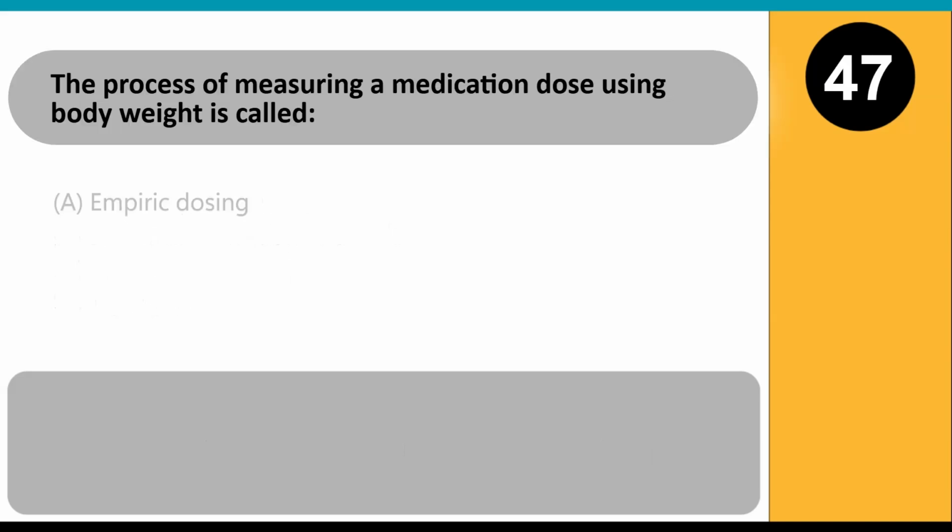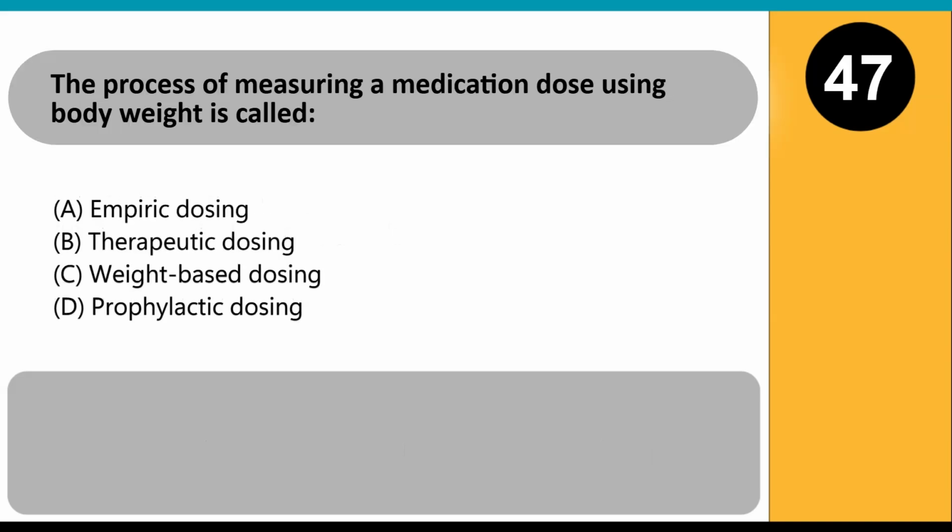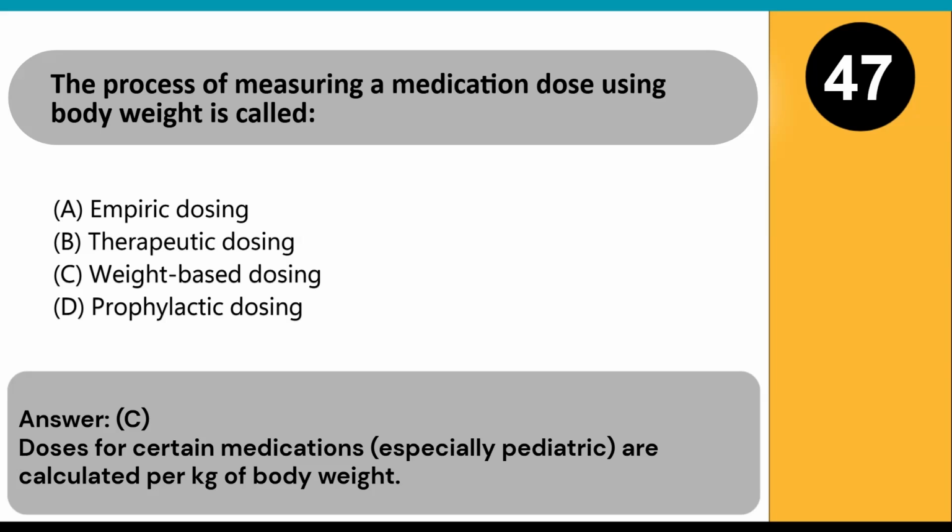The process of measuring a medication dose using body weight is called A. Empiric dosing. B. Therapeutic dosing. C. Weight-based dosing. D. Prophylactic dosing. Answer: C. Doses for certain medications, especially pediatric, are calculated per kg of body weight.